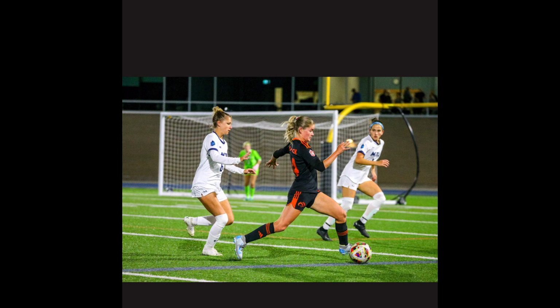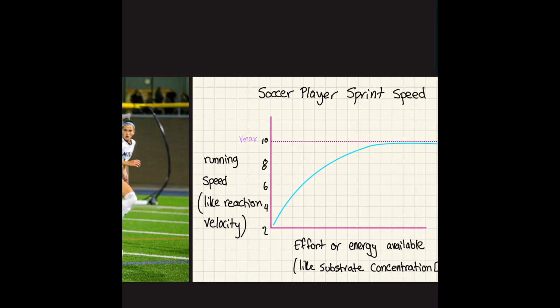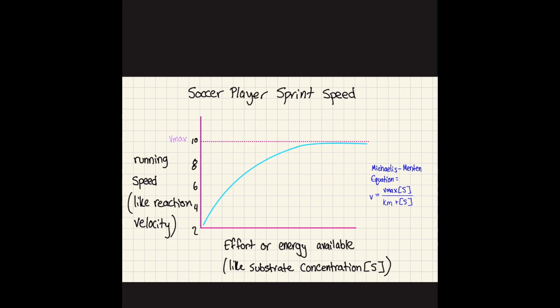Imagine you are a soccer player running as fast as you can. At first you get faster as you push harder, eventually you hit top speed. Enzymes work the same way. The reaction speed increases with more enzyme until they reach max speed. This graph is called the Michaelis-Menten curve.